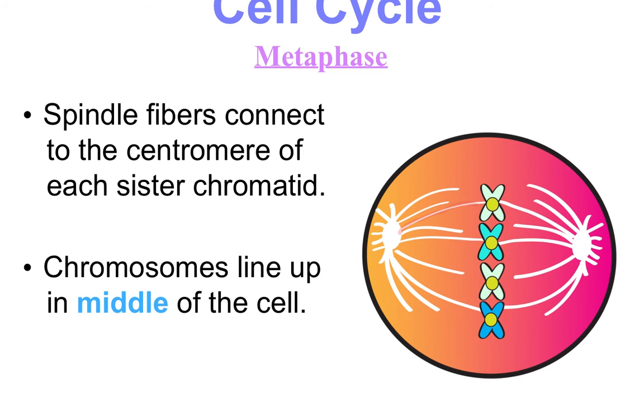In metaphase, the spindle fibers connect to the centromere of each sister chromatid. They line up, hence meta, middle. They line up in the middle of the actual cell. You start to see the fibers attach right here, and the centrioles move to opposite ends of the cell.